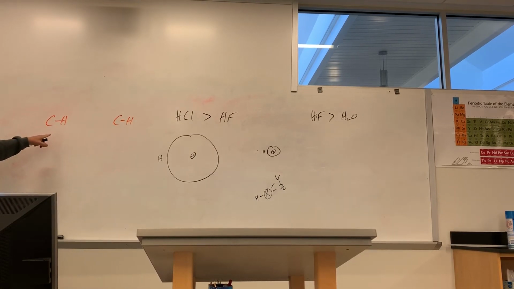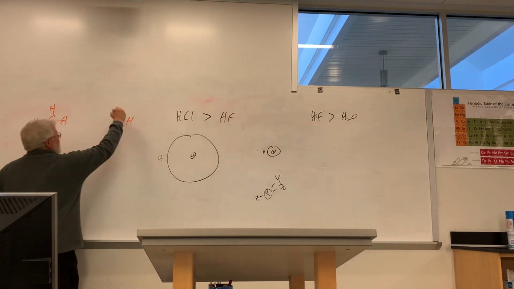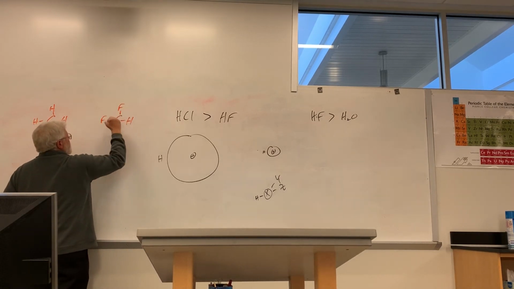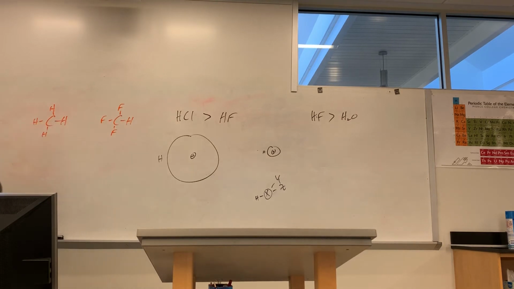But let's compare this carbon-hydrogen bond to this carbon-hydrogen bond, where here his other three bonds are all to hydrogen. This one's other three bonds, I'll say, are all to fluorine. Which of these is going to be the stronger acid?